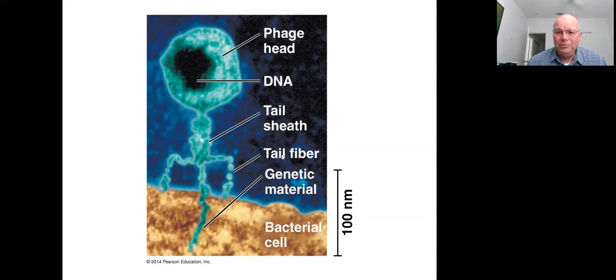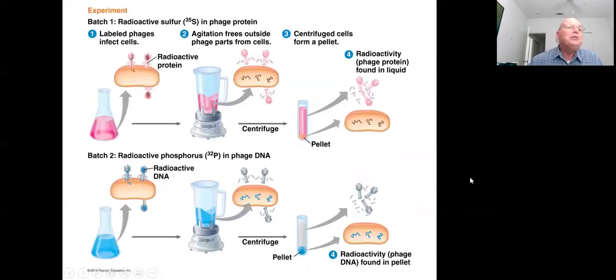What they needed to do, however, was to be able to clearly differentiate between the viral DNA and the viral protein. And they used a very simple observation. DNA contains phosphorus, protein never does. Protein contains sulfur, DNA never does. And there are two radioactive isotopes, phosphorus-32, which is highly radioactive, and sulfur-35, which is nearly as radioactive as phosphorus-32, that can be used to differentially label the viral DNA and the viral proteins respectively.